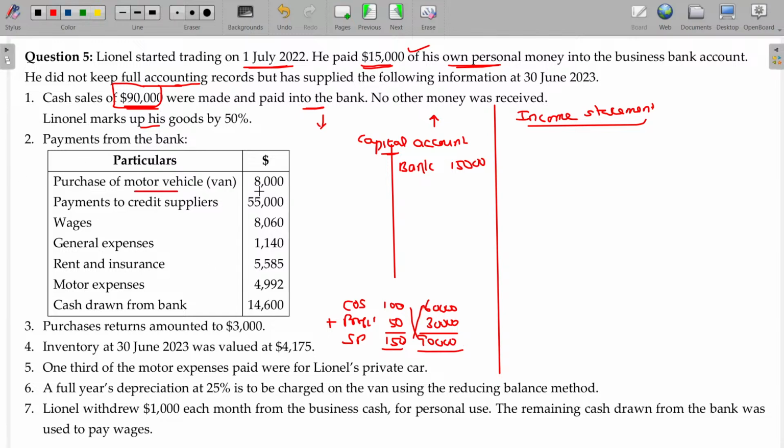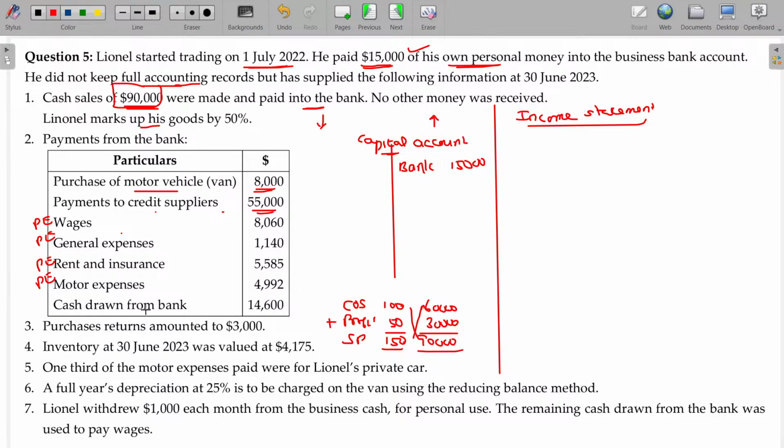Purchases of motor vehicle, van 8,000 rupees. Payment to credit suppliers 55,000. Wages. Wages will be an expenses item. Okay, profit and loss expenses item. General expenses, profit and loss expenses. Rent and insurance, profit and loss expenses. Motor expenses, profit and loss expenses.